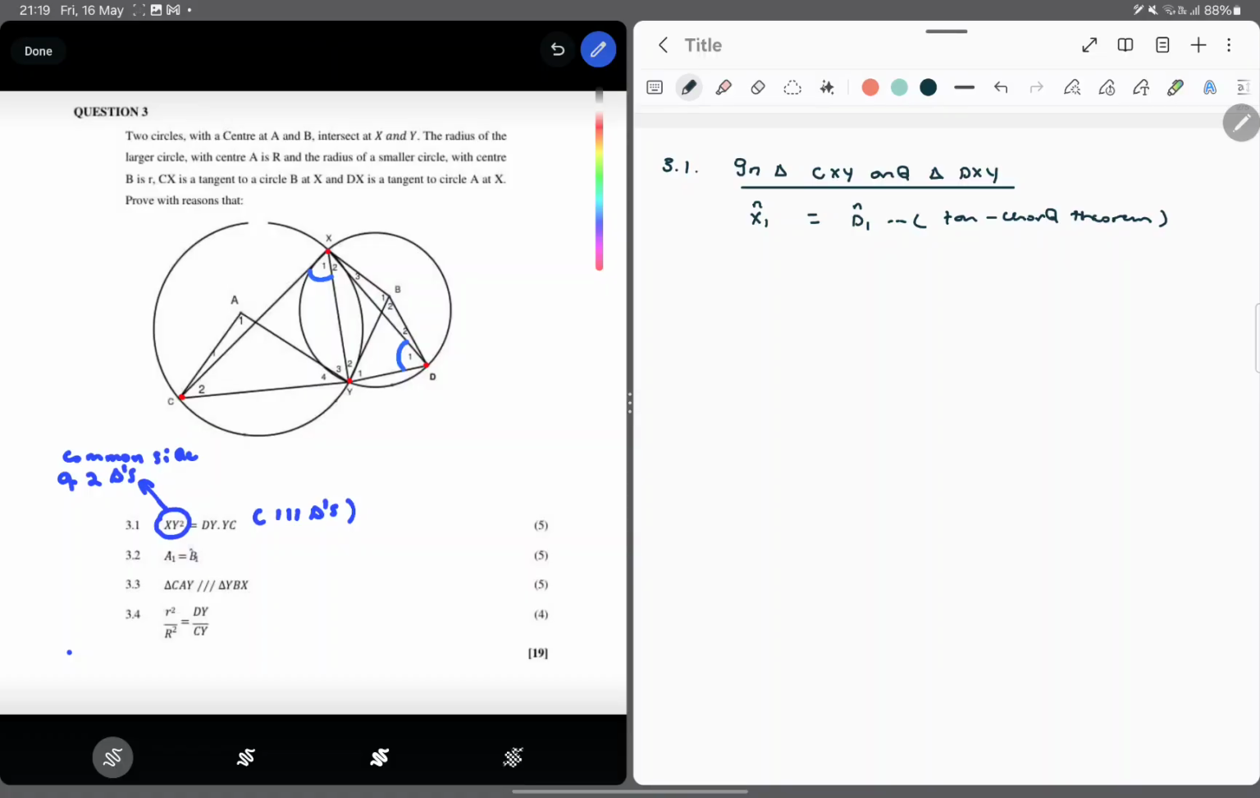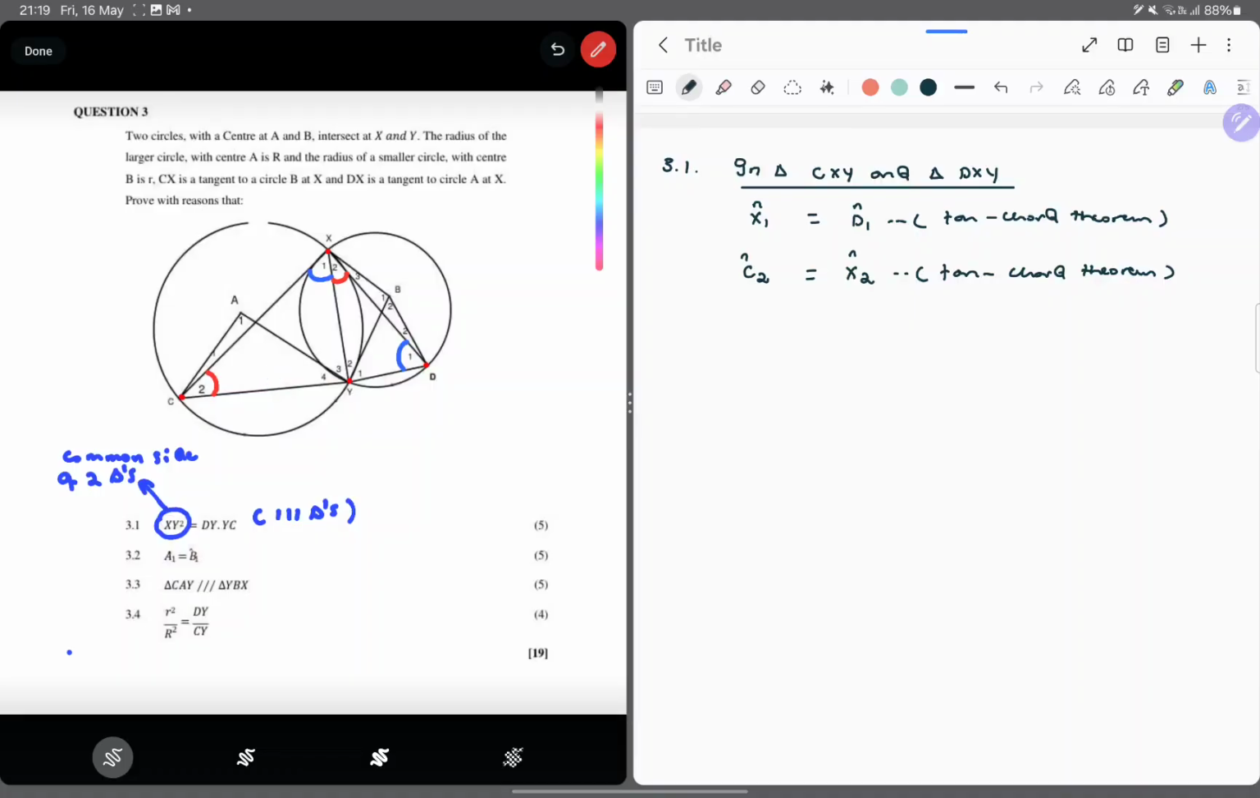Okay, what else do we see? Technically, this angle right here must be equal to that angle as well, tan chord theorem. So we'll say C2 to stay consistent to the first triangle and the second, is going to be equal to X2. So this is tan chord theorem.